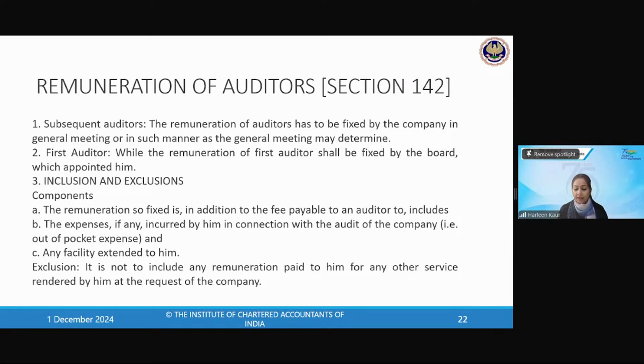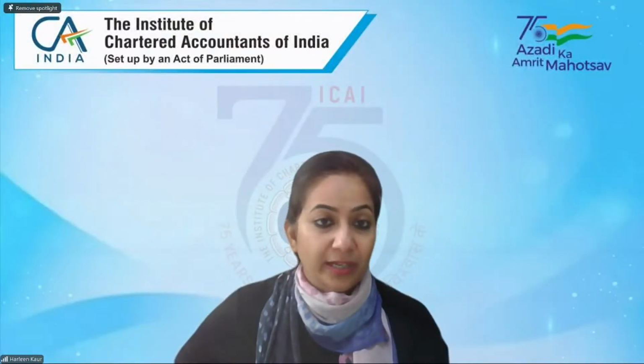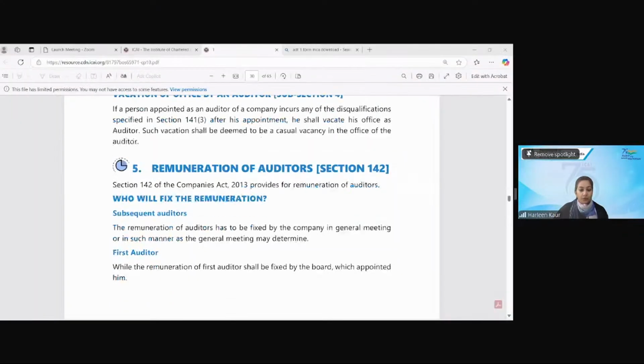ABC Limited has hired Mr. A as an auditor and they have signed the audit engagement letter, that you are going to audit our books of accounts. But they said that the fees will be decided later on. They have not discussed the remuneration. Can you say this kind of engagement letter, where the fees have not been fixed, is a valid engagement letter or not? So you have signed a valid engagement letter with an auditor and the auditor has agreed to provide you the services.